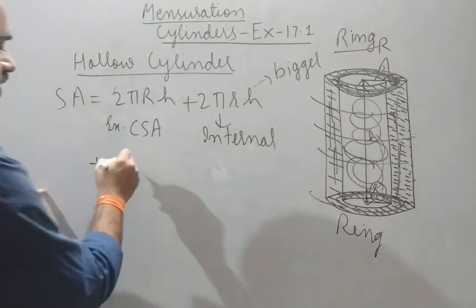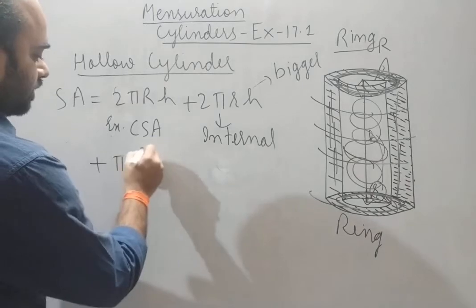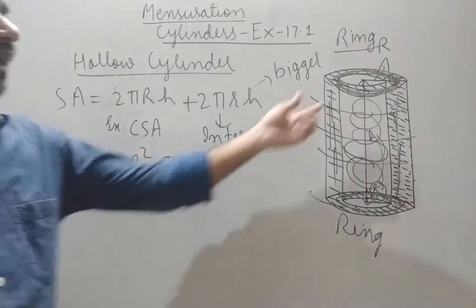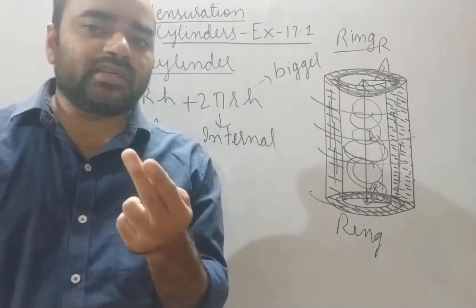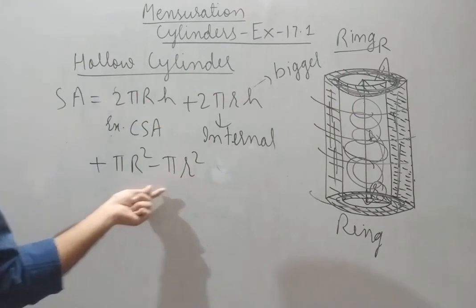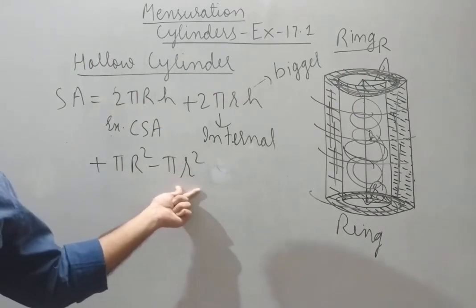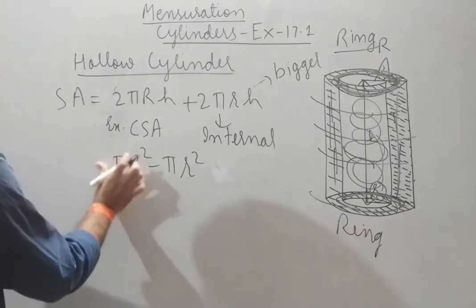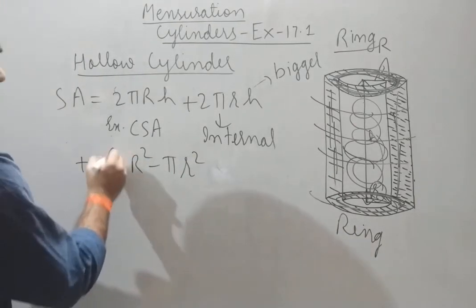Area of ring means pi R square minus pi small r square. Why? Area between two concentric circles. It means area of the bigger circle minus area of the smaller circle. Bigger circle means capital R, smaller circle means small r. And this is 2 times. Correct?